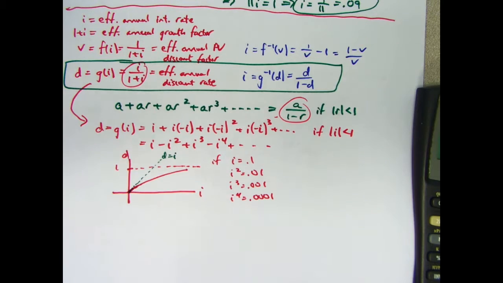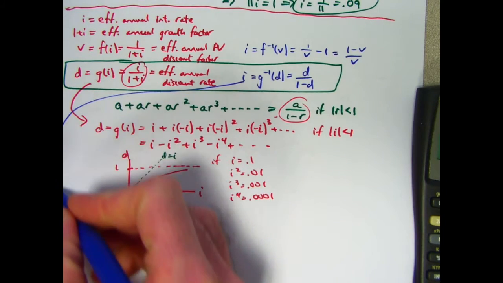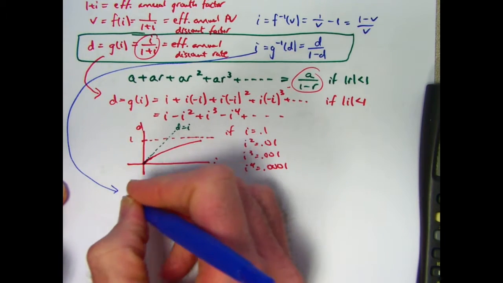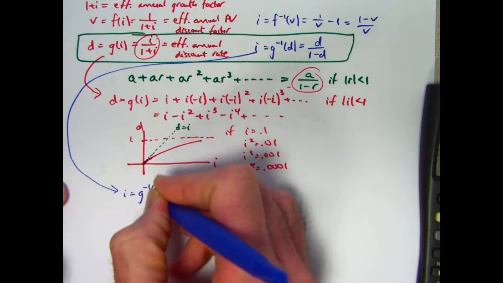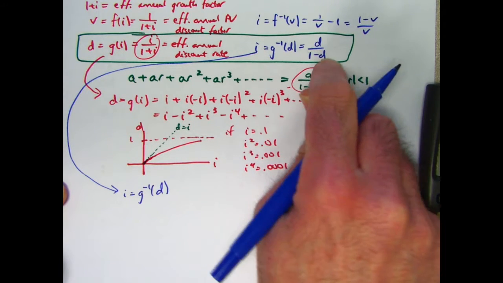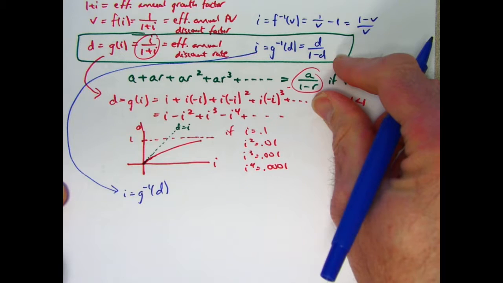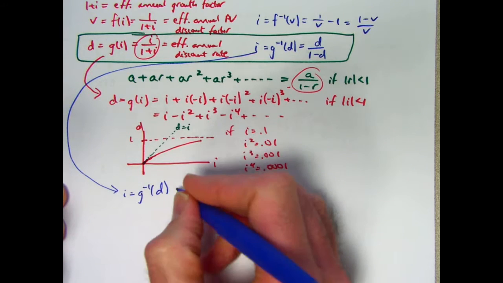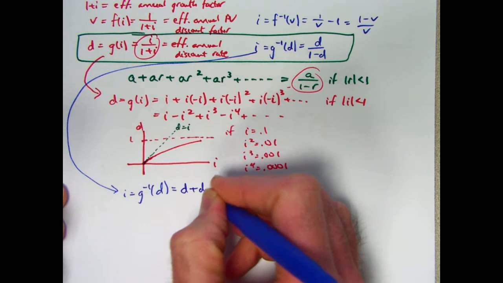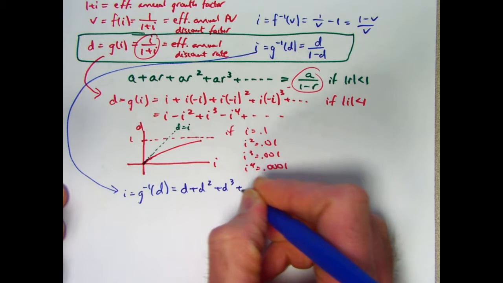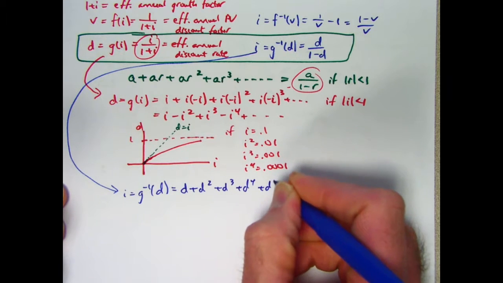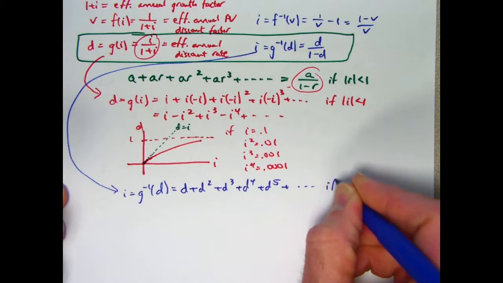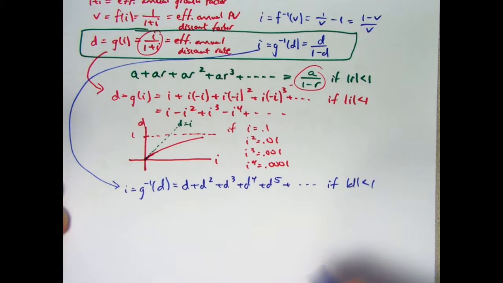I should see sort of the opposite thing happening if I think about expanding this as an infinite series. i is g inverse of d. Look at this formula and compare it with this one. Those are going to be the same if you replace r with d and a with d. In other words, you're going to get d plus d squared plus d cubed plus d to the fourth plus d to the fifth, etc., if the absolute value of d is less than 1.